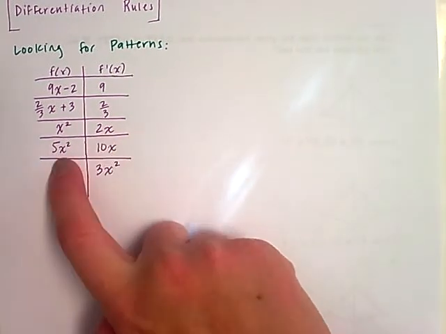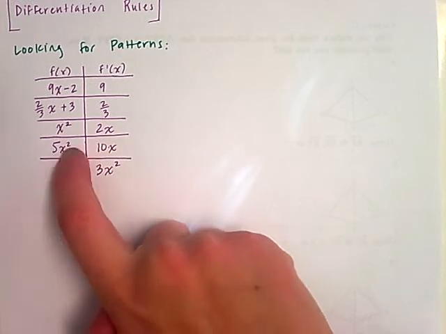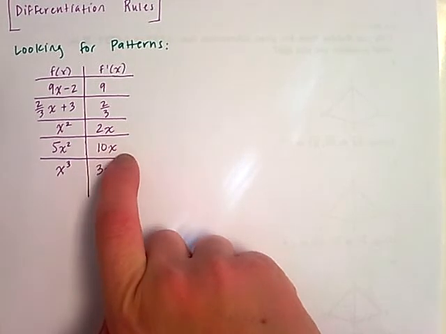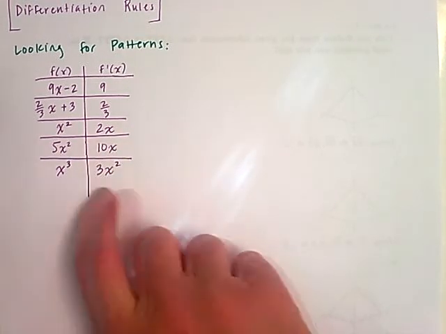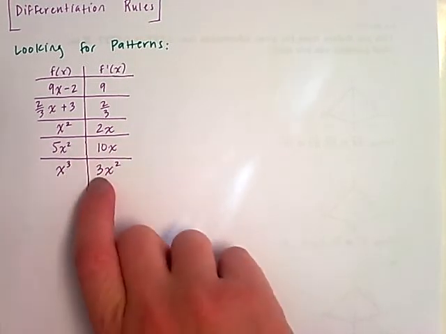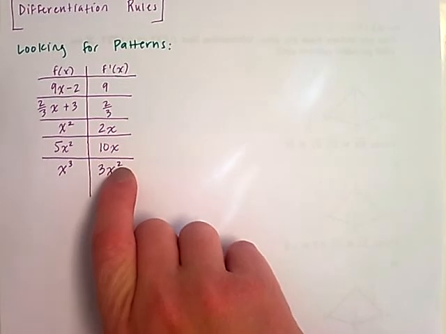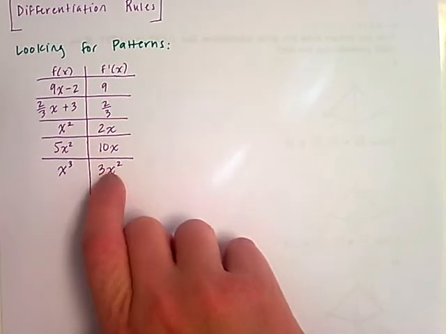And with 5x squared, it's getting multiplied with the 5. So 2 times 5 becomes 10, and then your exponent gets bumped down. Similarly with x cubed, the 3 comes out front, and we have a new exponent of 2. So it's kind of like bumping down the 3 to a 2.